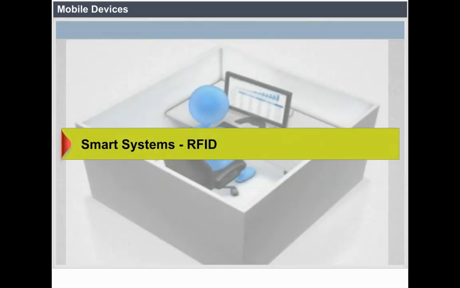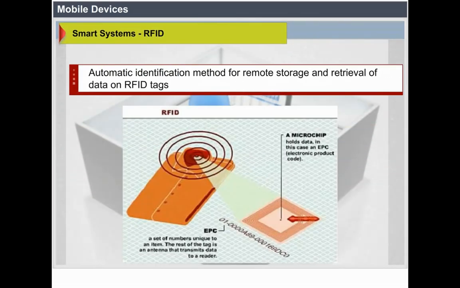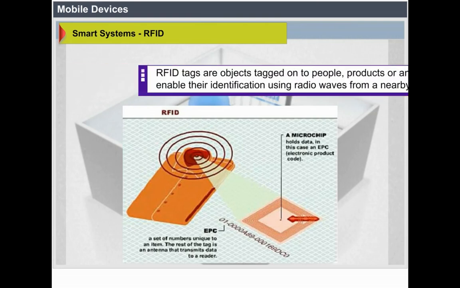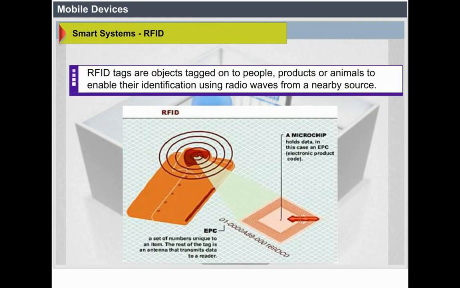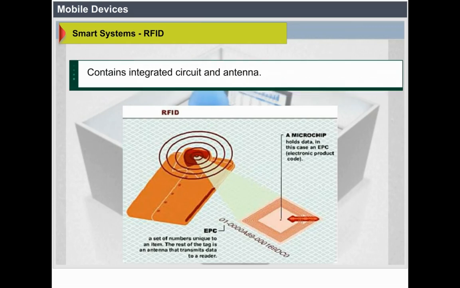Smart systems, RFID. An automatic identification method for remote storage and retrieval of data on RFID tags. RFID tags are objects tagged on to people, products or animals to enable their identification using radio waves from a nearby source. They contain an integrated circuit and antenna.